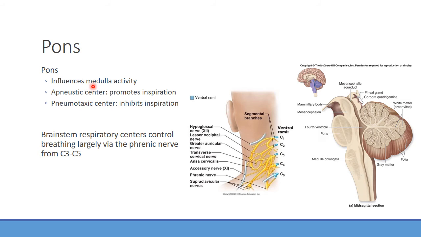And then in the pons, this helps to influence the medulla activity. You're going to notice there's a few different centers here, where you can see the apneustic center is going to be promoting inspiration, and the pneumotaxic center, which is going to inhibit inspiration based on some of these motor feedbacks from things like the lungs, etc. And then the brainstem respiratory center helps control breathing, mainly through the phrenic nerve from C3 through C5. It's kind of the main place they're going to get controlled from.